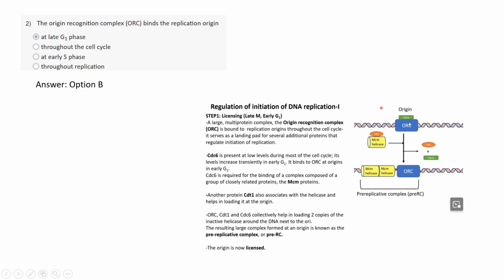ORCs are bound throughout the cell cycle, but when it is assembled by the CDC6 and CDT1 proteins and the recruitment of the MCM helicase, then it forms a pre-replicative complex, and this pre-replicative complex is only found during the late G1 phase. So this is how the replication then occurs during the S phase of the cell cycle.